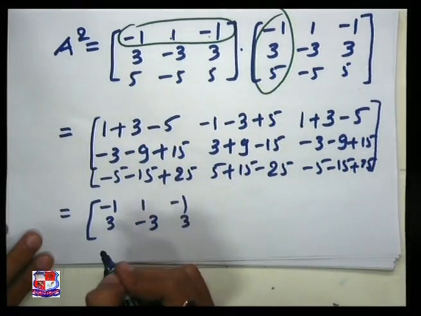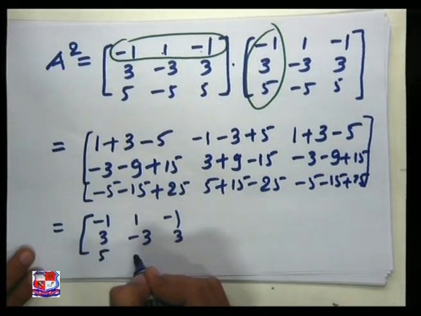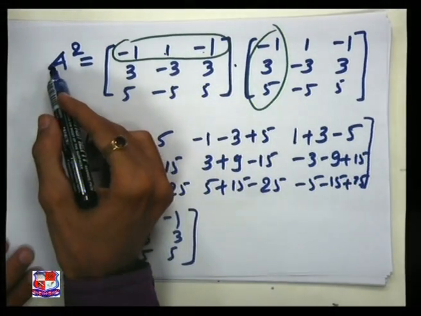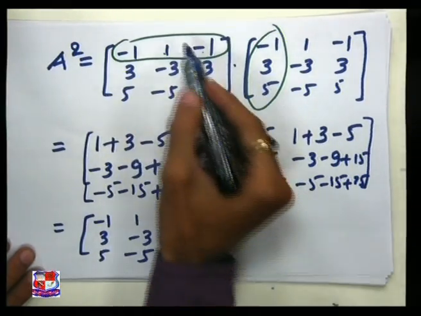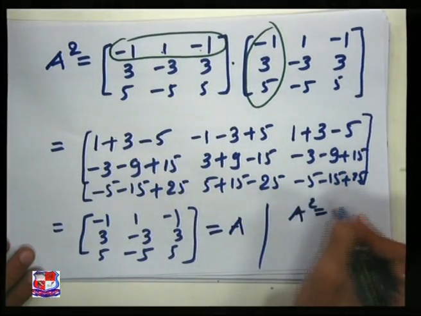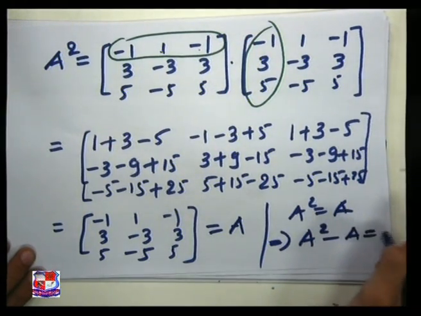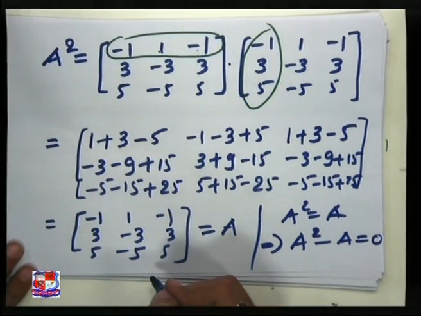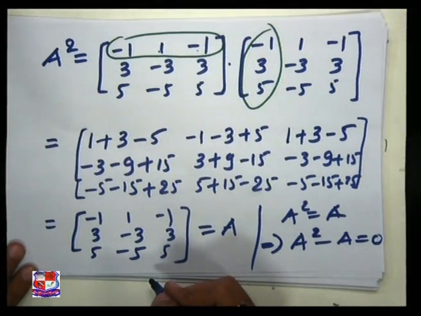-5 5. If we know that here we get A square equal to A, this is our A, so we get A square is equal to A. So if A square is equal to A, then it is quite easy to say that A square minus A is equal to null. So we have proved that A square minus A is equal to null. So this is the answer of the second question of 3b.